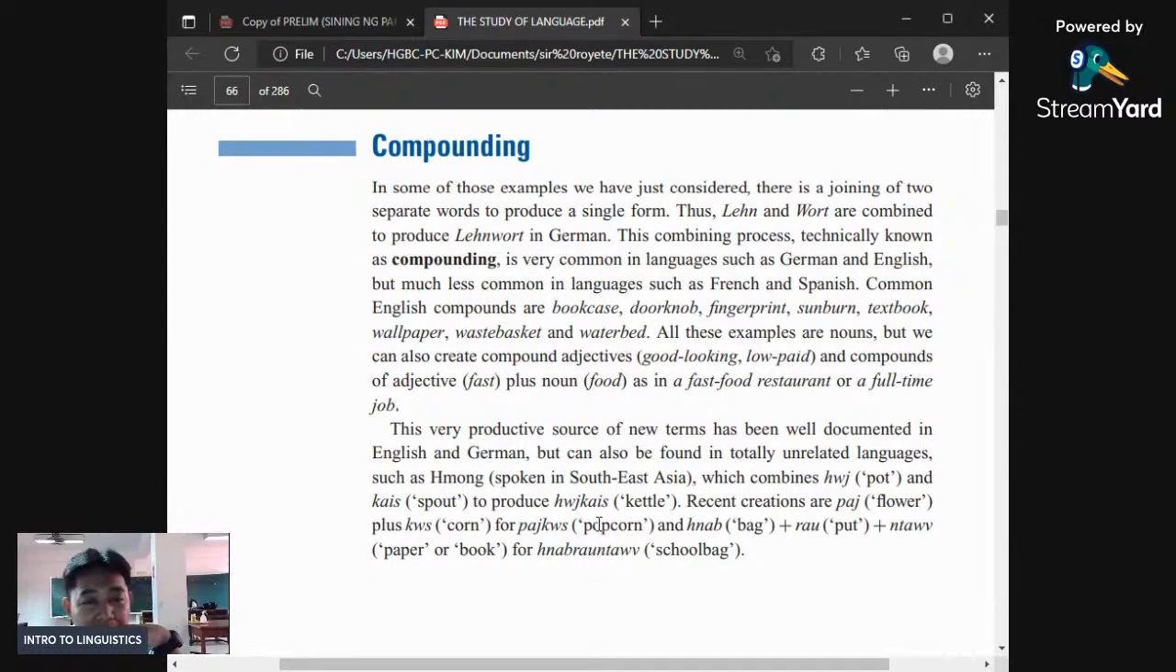Alright? So, all these examples are nouns, but we can also create compound adjectives like good-looking, low-paid, fast plus food, fast food, right? We also have full plus time, full-time job, plus fast food restaurant.